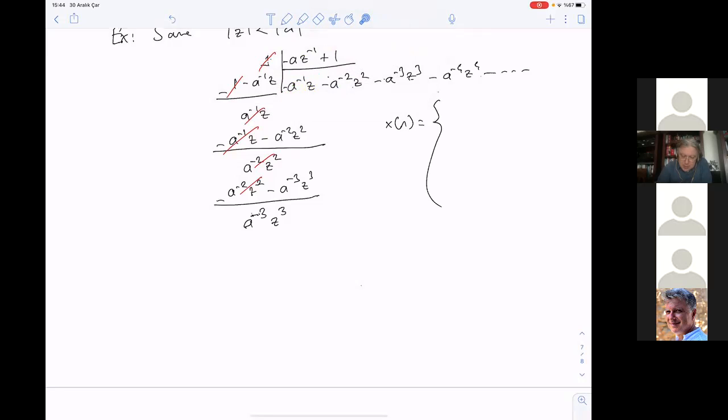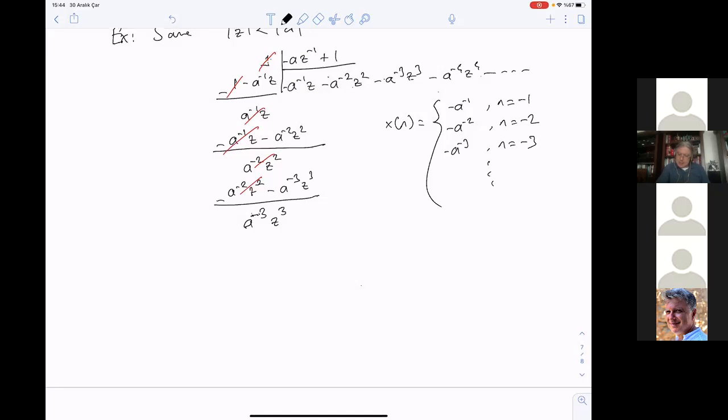The coefficient is minus a inverse. So minus a inverse when n is equal to minus 1. It is minus a to the minus 2 when n is equal to minus 2. It's equal to minus a to the minus 3 when n is equal to minus 3, etc. And it goes on like that.